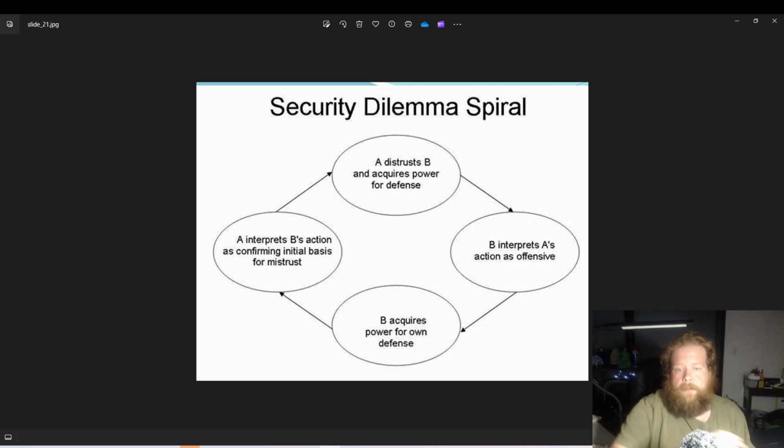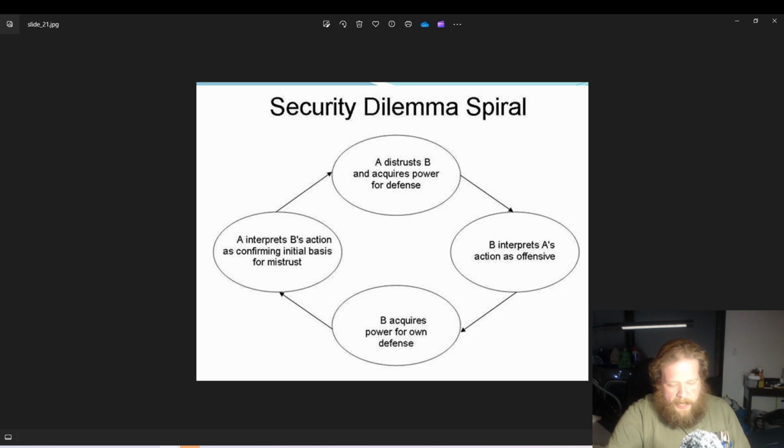But the core concept is rooted in anarchy. That's the fact that the international system does not have any central governance structure. You can't call the world police when you get attacked. So it's a self-help system. States have to fend for themselves. So basically, if you're fending for yourself, anything you do to secure yourself might threaten someone else.